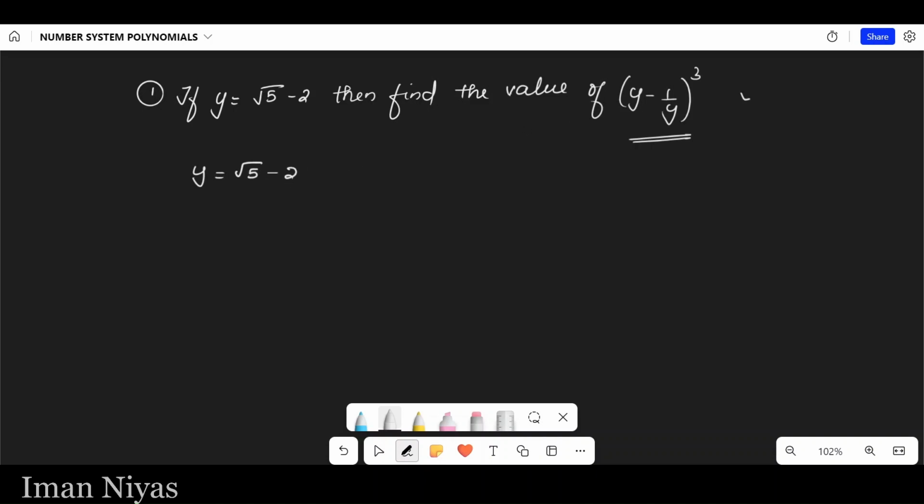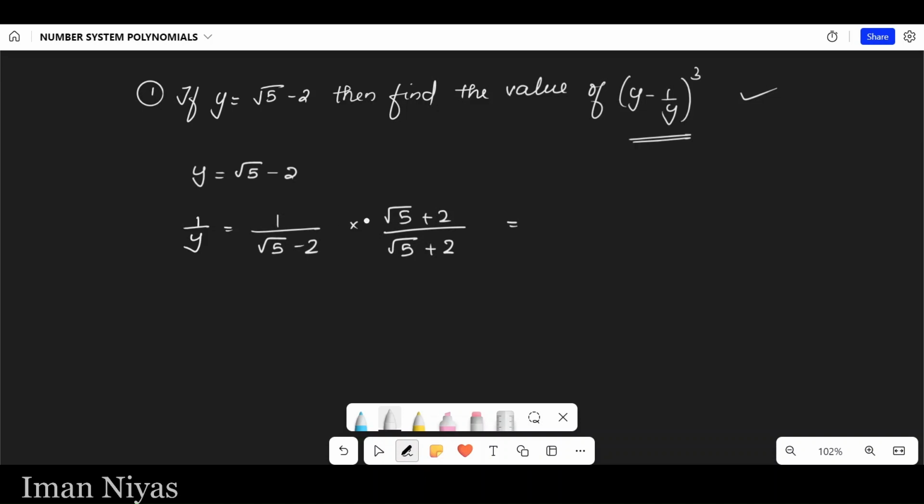So for finding out this one, we need 1 by y also, right? So 1 by y is equal to, can I write this as 1 by root 5 minus 2? Yes. So in order to eliminate this root here, what we usually do, we have to do the rationalization of the denominator, right? So how can we do the rationalization? We will be multiplying the numerator and denominator with what? The conjugate of the denominator. That means what is the conjugate of root 5 minus 2? That is root 5 plus 2. Root 5 plus 2 by root 5 plus 2, right?